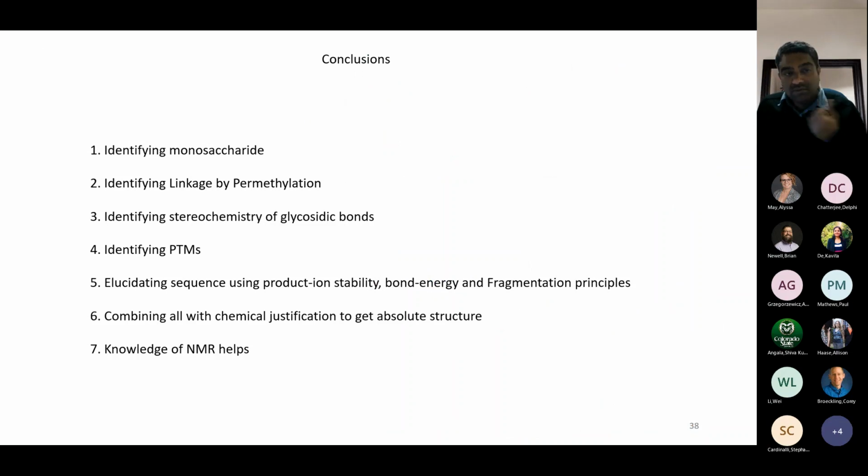And to conclude: identify the monosaccharide, identify the linkage by permethylation, identify the stereochemistry of the glycosidic bond by NMR, identify post-translational modifications, and elucidate the sequence using product stability, bond energy, and fragmentation principles, combining all with chemical justification to get the absolute structure. Without chemical justification, no fragmentation is valid, and it is not any kind of contribution to any future algorithm that computational chemists may design for de novo characterization of oligosaccharides or polysaccharides or glycans. And knowledge of NMR really helps.